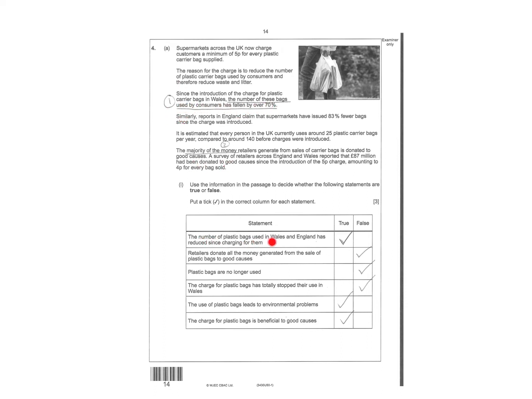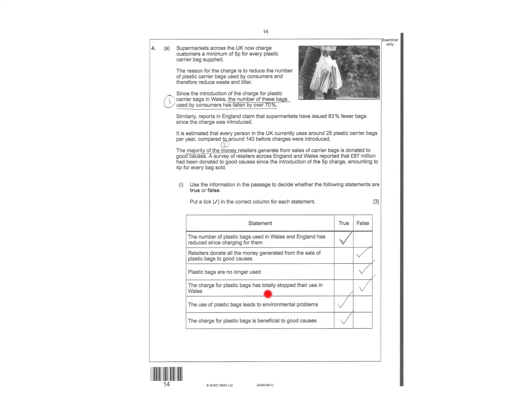Okay, so the number of plastic bags used in Wales and England has reduced since charging for them. You can see that there, the number of plastic bags used by consumers has fallen over 70%. So that is true. Retailers donate all the money? If you read there, it says majority of the money, not all the money. Plastic bags are no longer used? That's false. It's only 70%. So people are still using plastic bags, just not as frequently as they did.